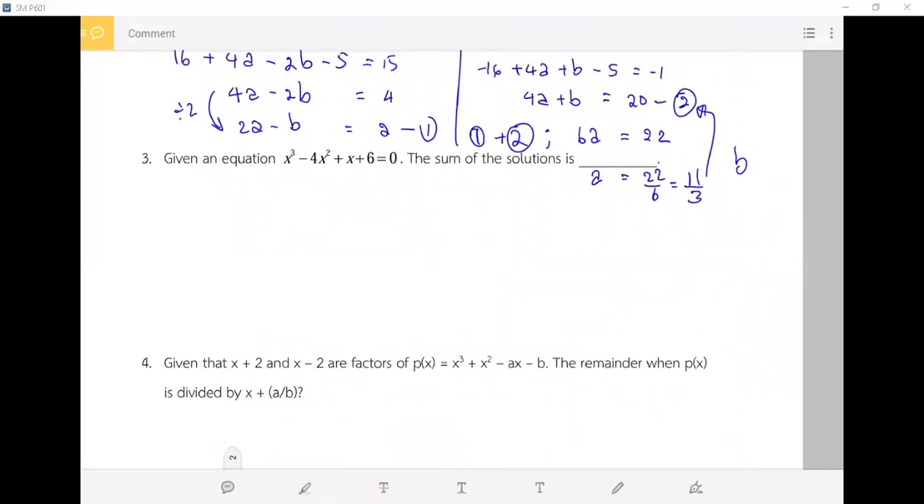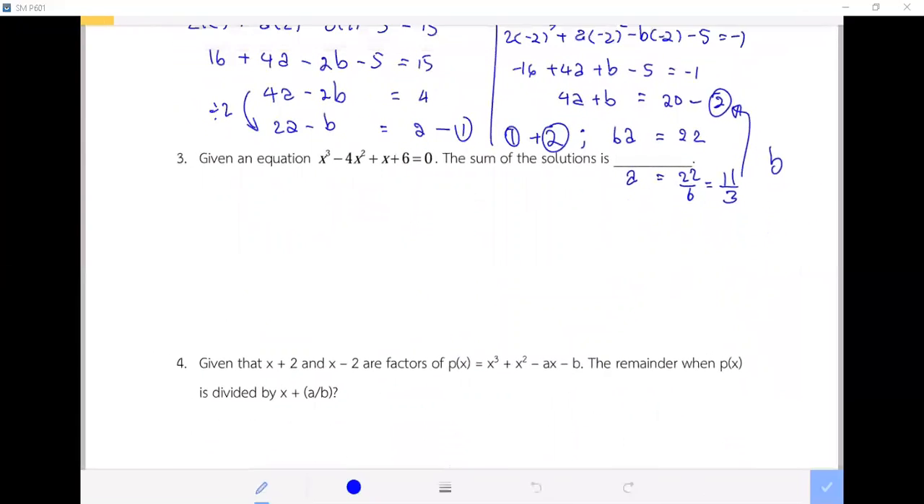Number 3, find the sum of solutions. This one you have to use the factor theorem. So what you do, right? For this number 6, you have to think of all the possible factors of it: plus minus 1, plus minus 2, plus minus 3, and plus minus 6. So you test these. You have to use synthetic division, write the coefficients, right?